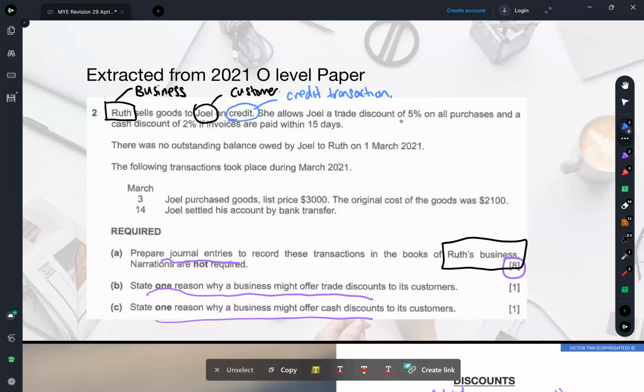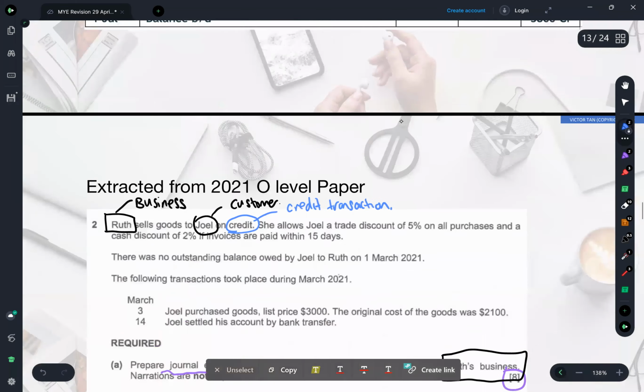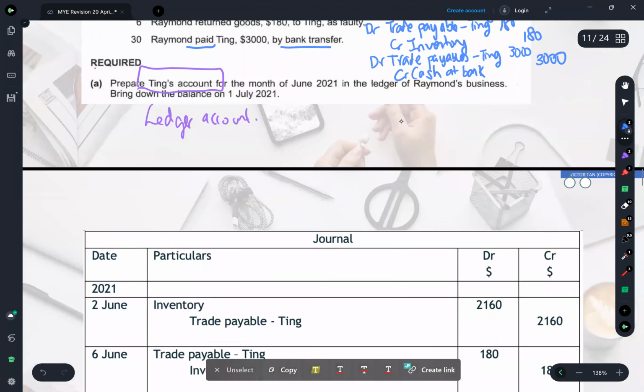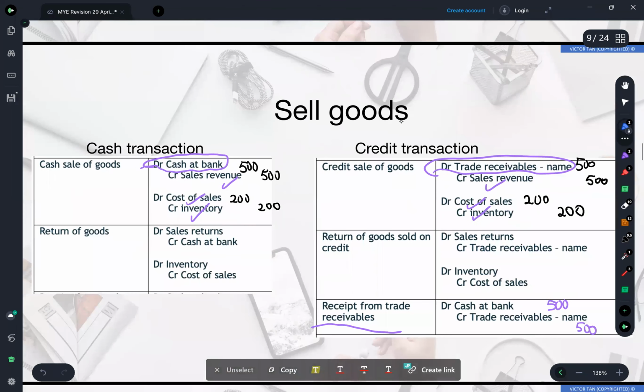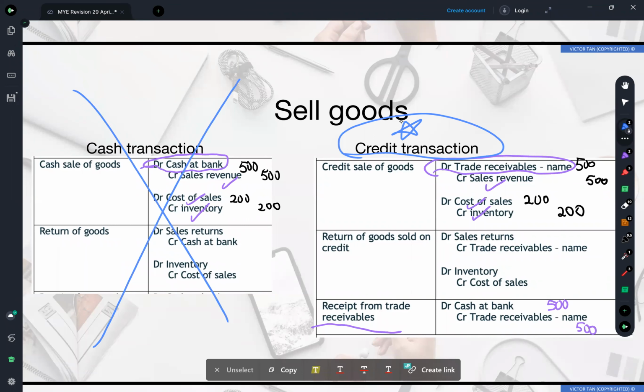Of course, we are still not very sure, when you sell goods, what's the journal? We can always refer back to the notes. So I just go up. This is when you sell goods. So you know that this question is a credit, so I put a star here. This one we don't need for this question. So it's a credit transaction.